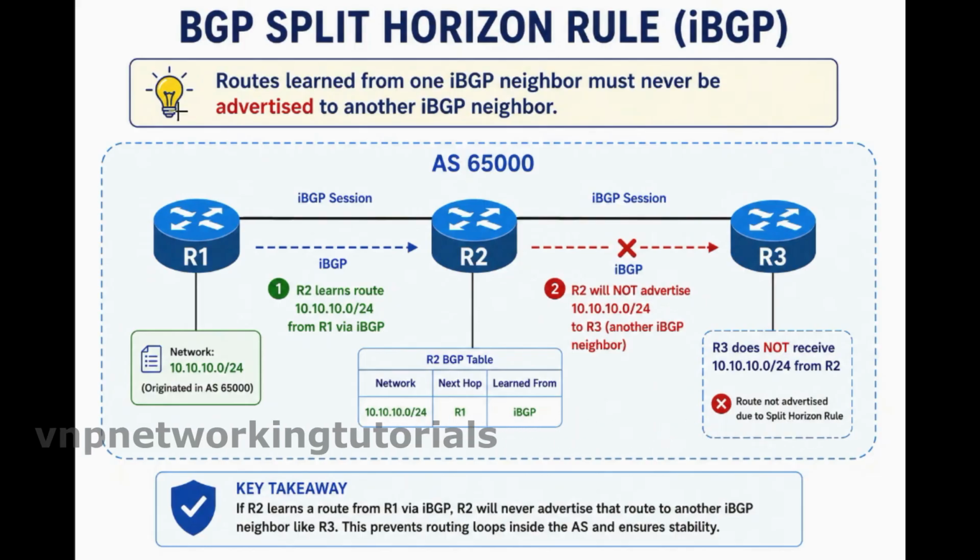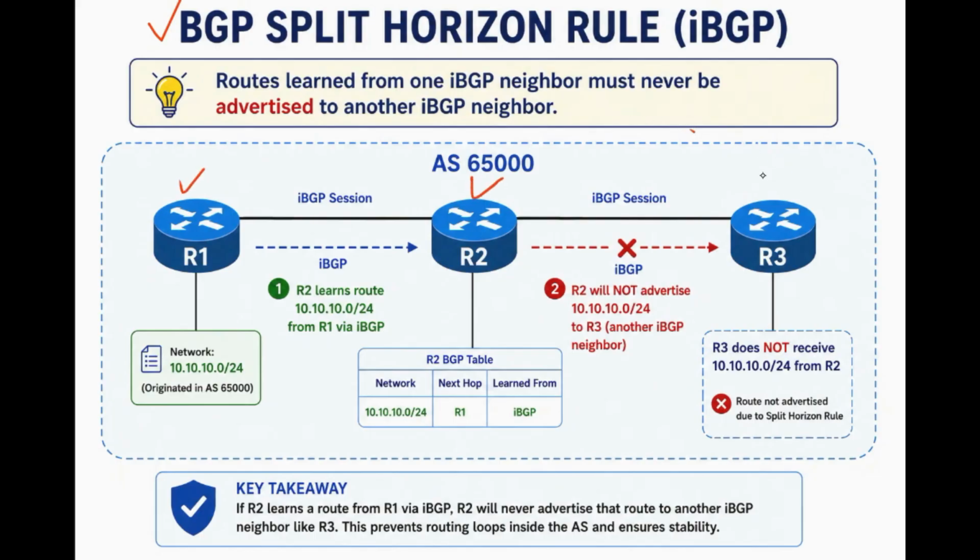In today's video, we are going to understand one of the most important concepts in BGP routing, the BGP split horizon rule. We will try to understand what the split horizon rule means, why it is required in iBGP, how it prevents routing loops, and I will try to explain the complete concept using the diagram shown on the screen. So let's get started. In this topology, we have total 3 routers, router R1, router R2 and router R3.